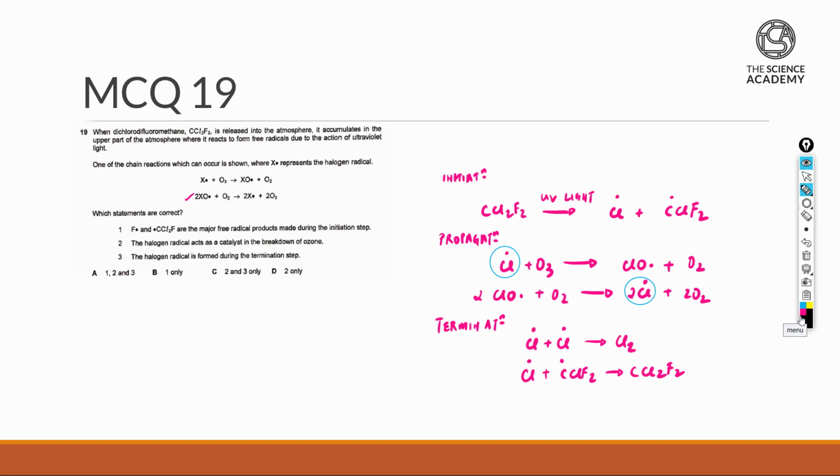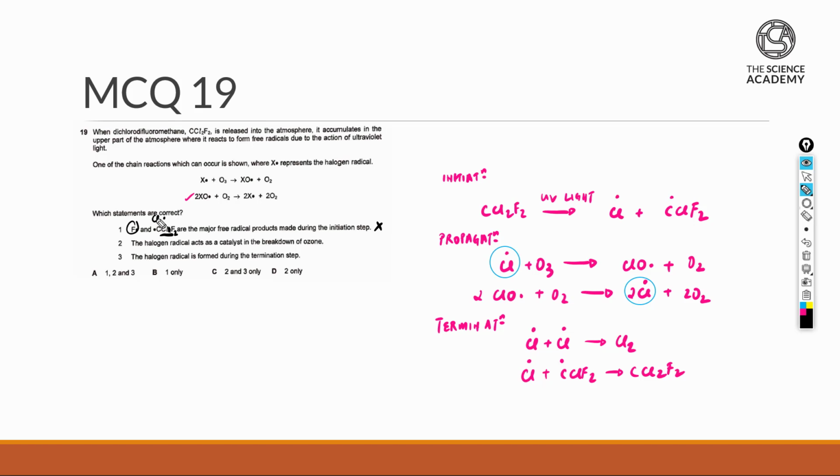So take a look at the case here. Statement 1 is wrong because although this is being generated here itself, we have to be aware that it should have been an F2 and a regular Cl1, and the radical generated should have been a chloride radical.